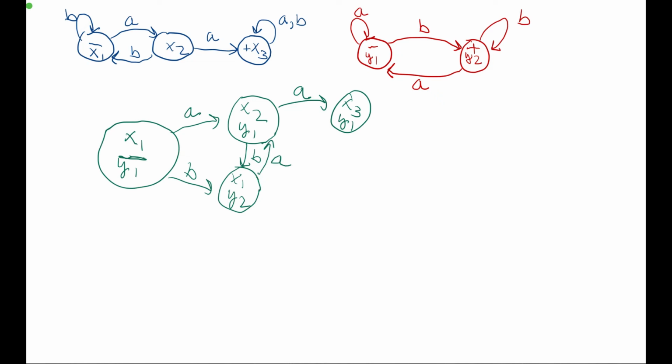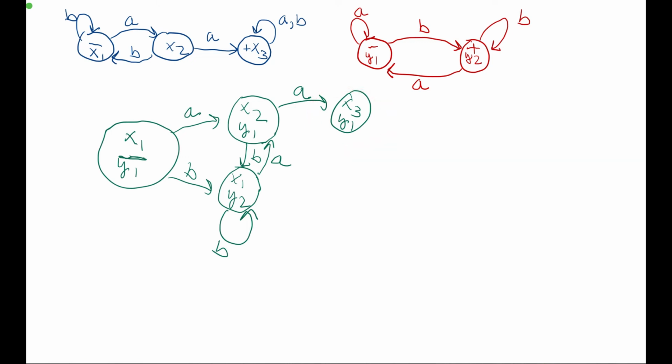Now, if I'm in x1 and I get a B, I stay in x1. If I'm in y2 and get a B, I stay in y2. So that is going to just come back to itself. And if you notice, both of these states, x1 and y2, when they get a B, they just come back to themselves. So that makes sense. Now we need to work on this state.